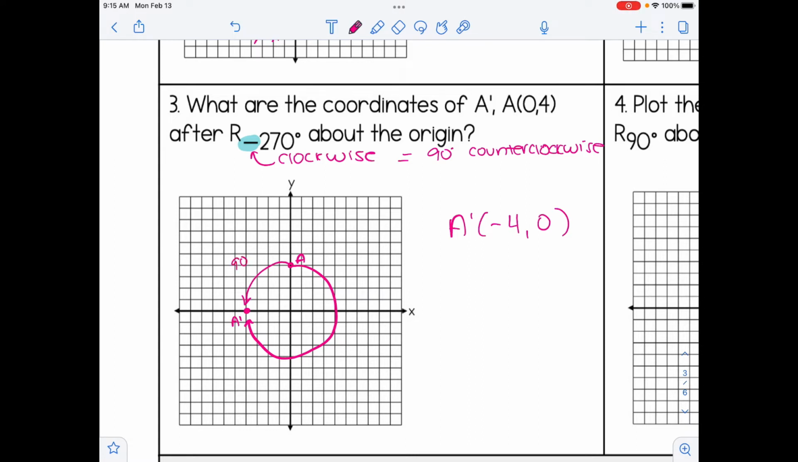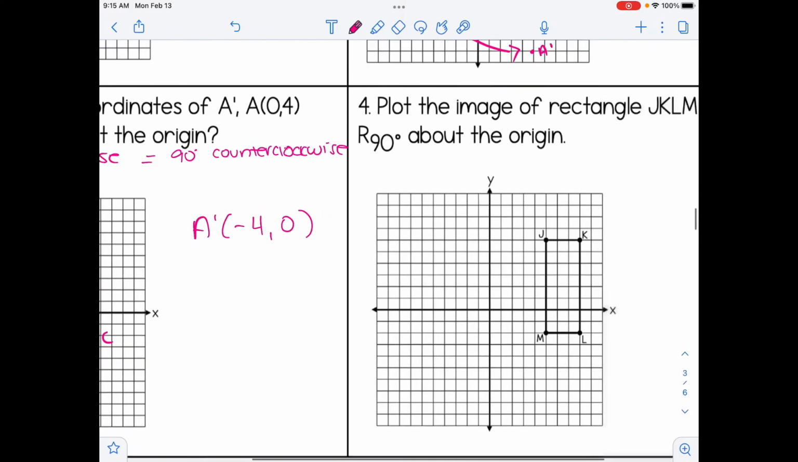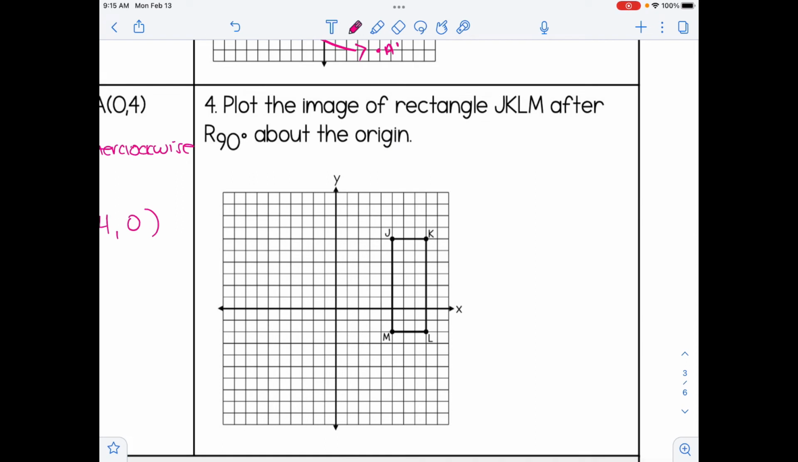Notice that the 90 degrees counterclockwise and the 270 clockwise make a full circle, and that's where we get 360 degrees from. All right, for number 4, we're going to plot the image of rectangle JKLM after a rotation of 90 degrees about the origin.